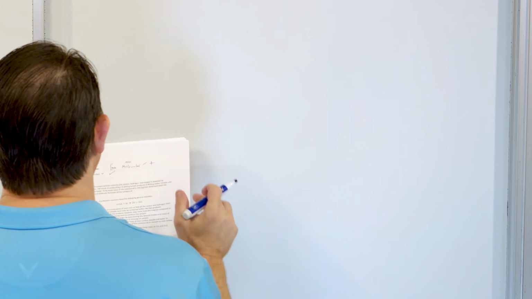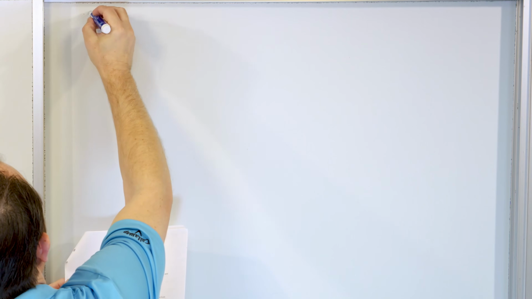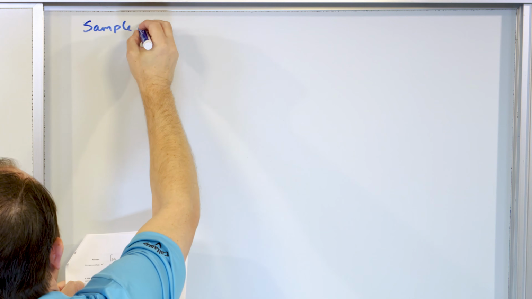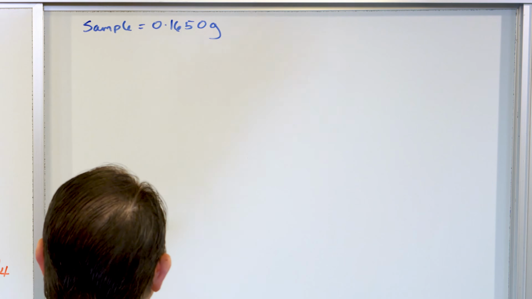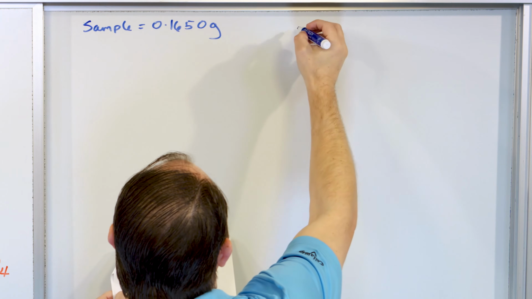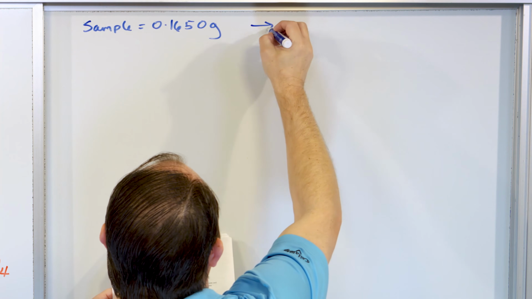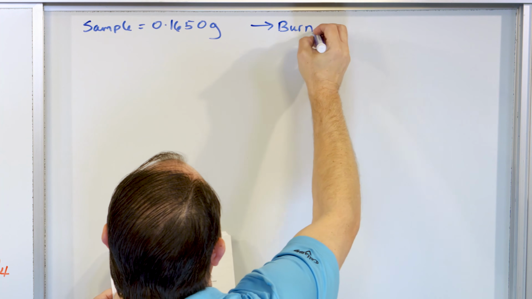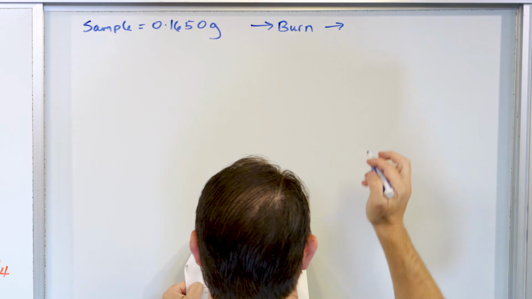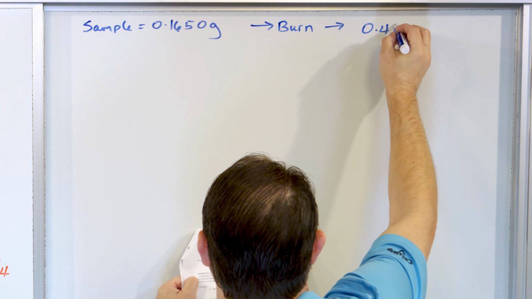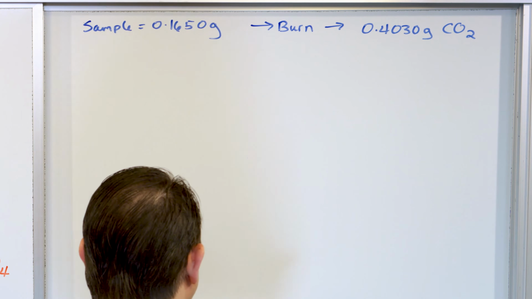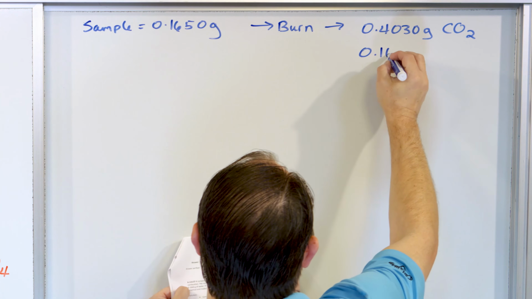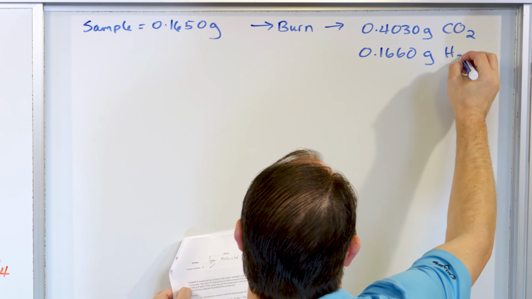So let's start by writing down what we have been given. And there's a lot of stuff. So what we're going to do is we're going to say the sample, this is what we're burning, is 0.1650 grams. We don't know what it is, but it's some sample, right? And I guess I'll put an arrow here. I'll say burn or combust it. And then when we do that, what do we get? We get 0.4030 grams carbon dioxide. We know what that is, so I'll put CO2 instead of writing out carbon dioxide. And we also get 0.1660 grams of water, CO2 and H2O.